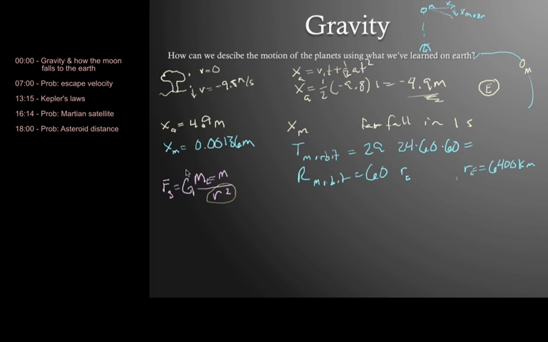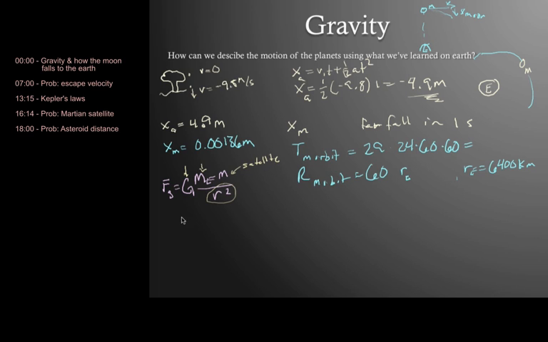And then this value right here is the gravitational constant. And then this is the mass of the Earth, or whatever other object you're considering. And then this is the mass of the satellite, or whatever else you're interested in.